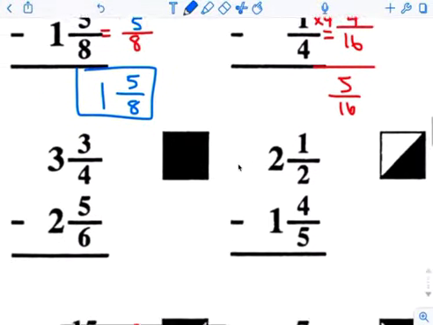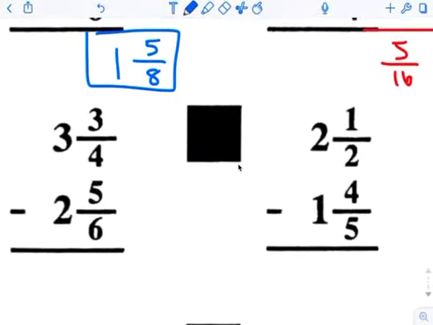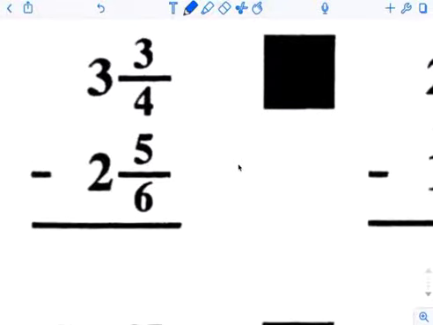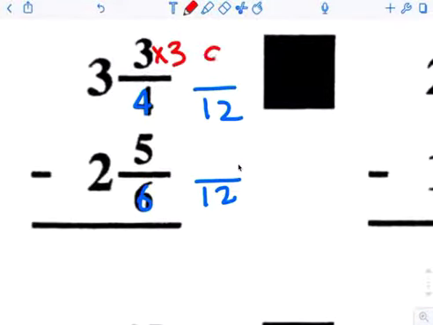Okay, so same thing with this one here. Least common denominator is not 24, it's 12. Both 4 and 6 can go into 12. 3 times what makes 12? 4 times what makes 12? 3. So that's 9. 6 times 2 is 12. That's 10. You can't subtract, but you can borrow though.